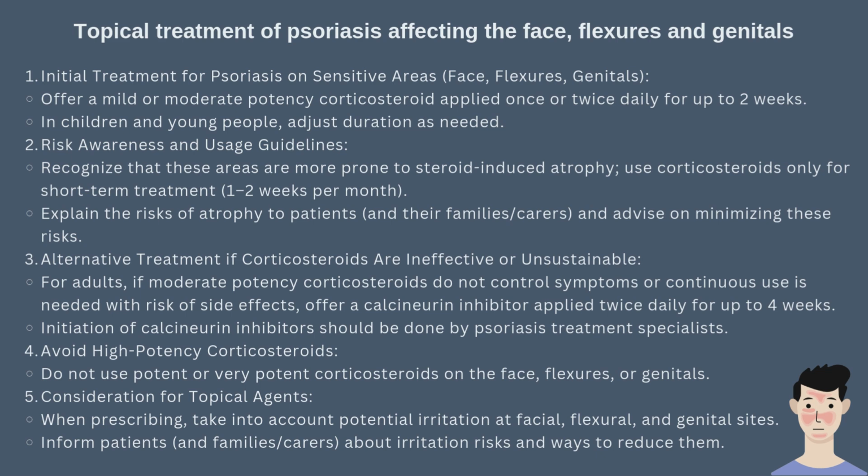Alternative treatment if corticosteroids are ineffective or unsustainable for adults. If moderate potency corticosteroids do not control symptoms or continuous use is needed with risk of side effects, offer a calcineurin inhibitor applied twice daily for up to 4 weeks. Initiation of calcineurin inhibitors should be done by psoriasis treatment specialists. Avoid high-potency corticosteroids. Do not use potent or very potent corticosteroids on the face, flexures, or genitals.